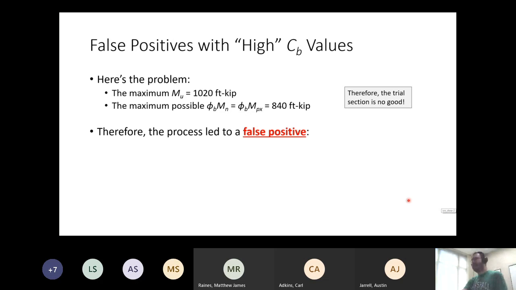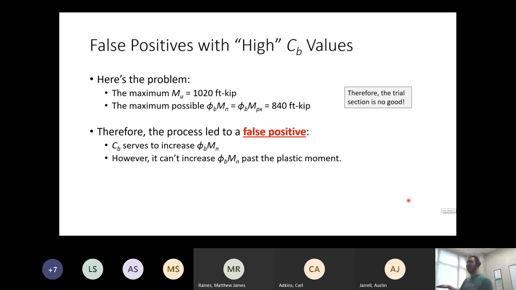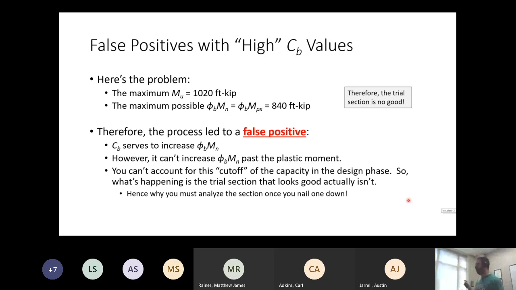What's happening is the process led to a false positive. What's going on is you've got your CB term. CB increases your phi MN. Remember, CB is always greater than or equal to 1. So it's taking your moment capacity and increasing it. But it can't increase the capacity past MP, the plastic moment. Remember, your curve goes up, but MP is where it cuts off. CB will increase it, but it's cut off at MP. So you can't account for that in the design phase.